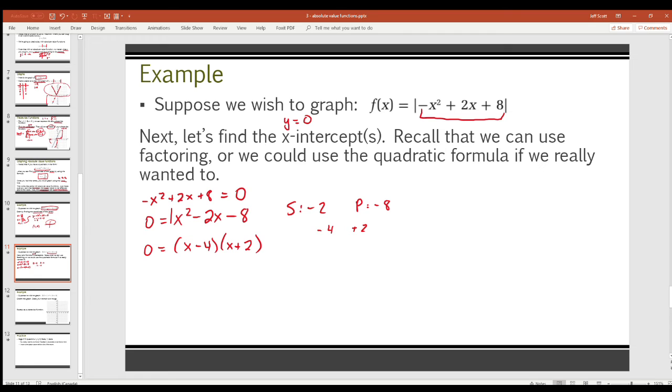This is only going to be equal to 0 if x equals +4 or if x equals -2. And those points right there are going to be our x-intercepts. Now remember, the x-intercepts are important because they serve as the basis for how we're flipping our absolute value function, right? Those are going to be our pivot points. The graph is going to swing about those points. You'll see what I mean on the next slide.